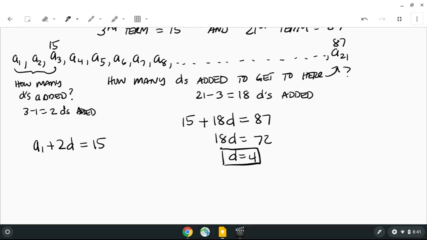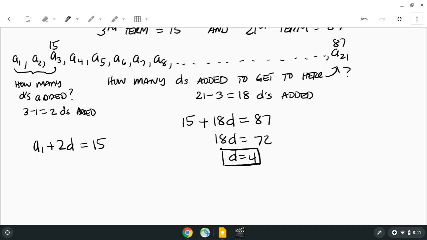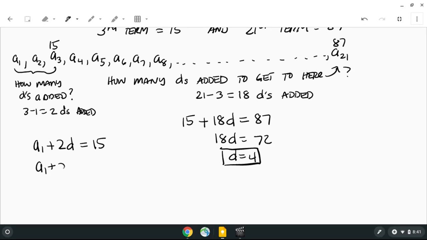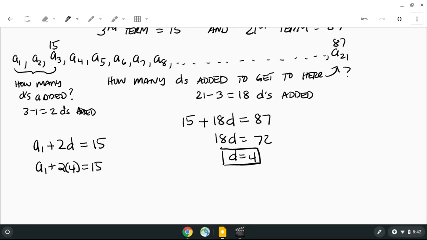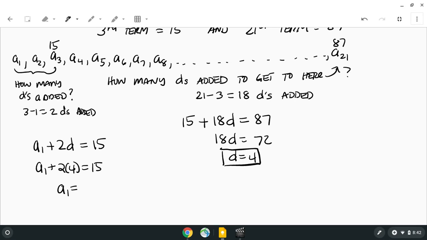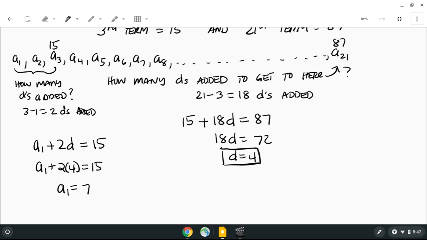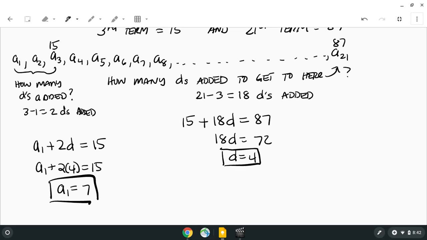Okay. It looks like we have 2 unknowns, but we know what d is. d is 4. So A1 plus 2 times 4 equals 15. You really only have one unknown, A1. Okay. So subtract 8 on both sides. So we get 7. Okay. So these are the 2 things we need, A1 and d, to get our AN formula.